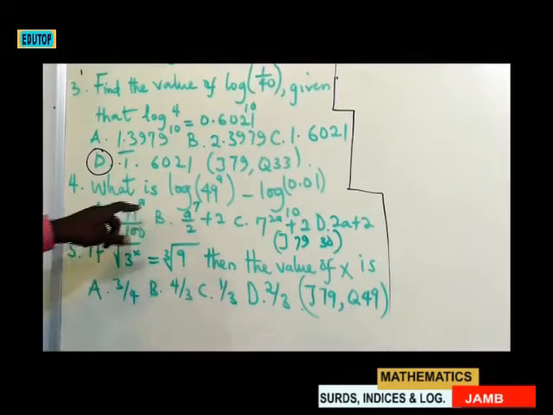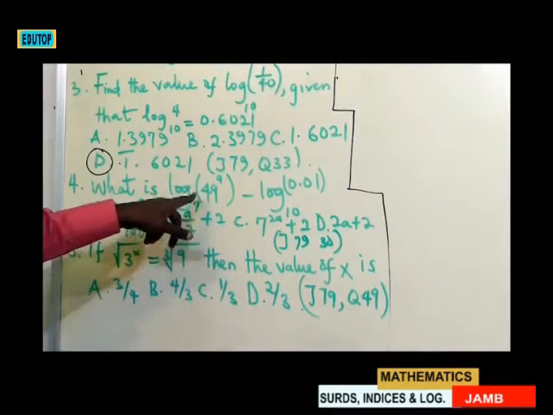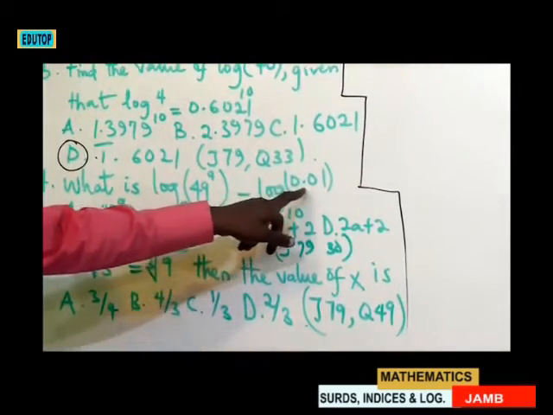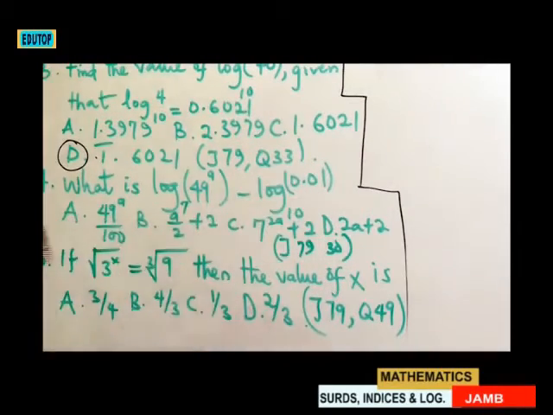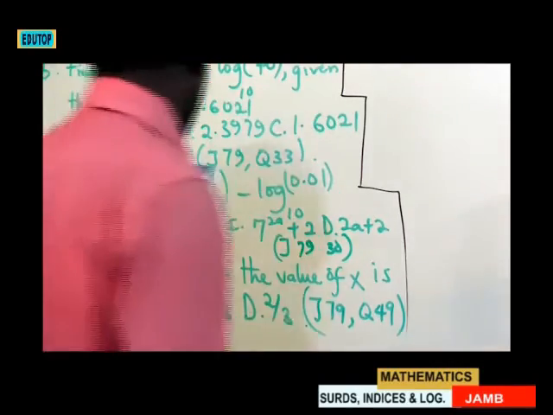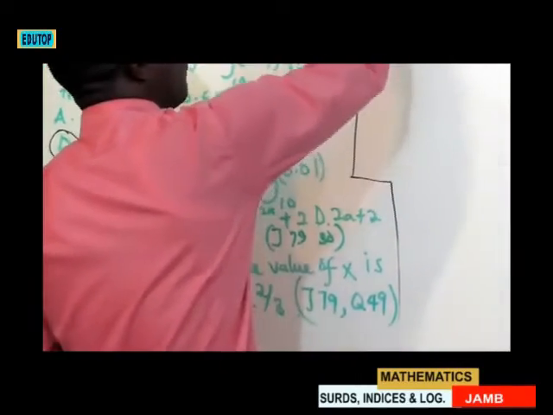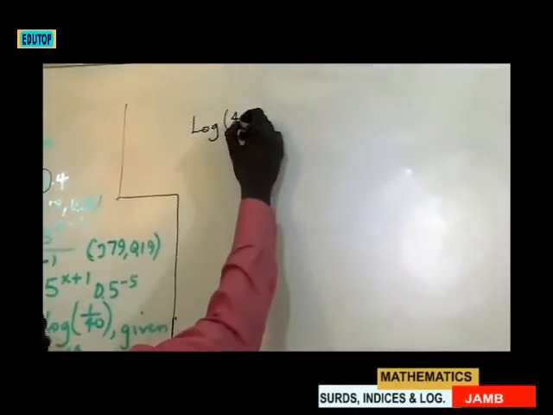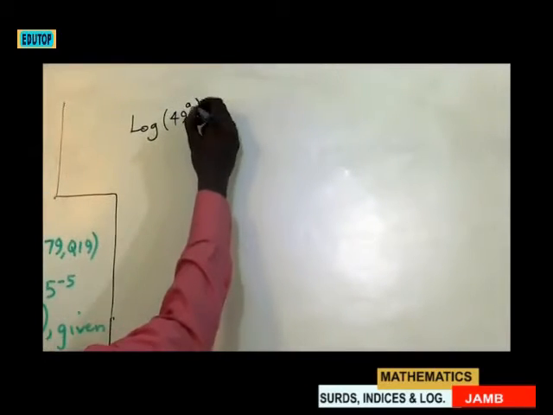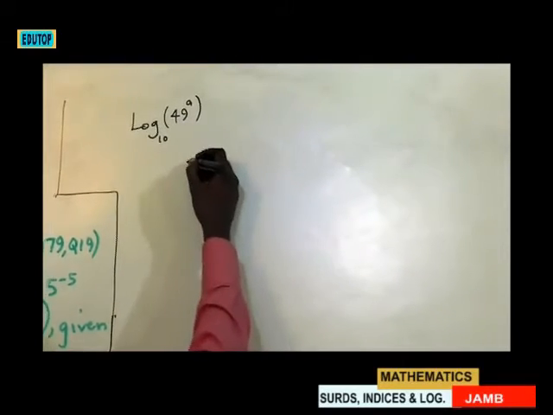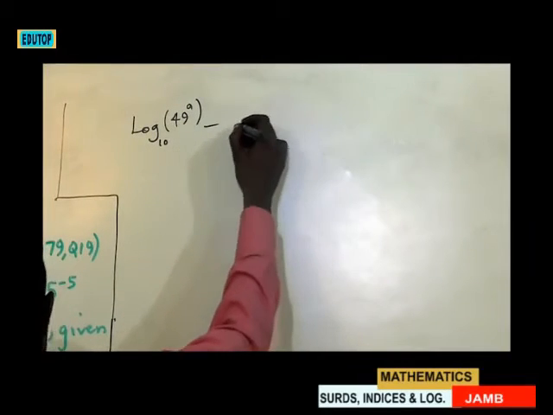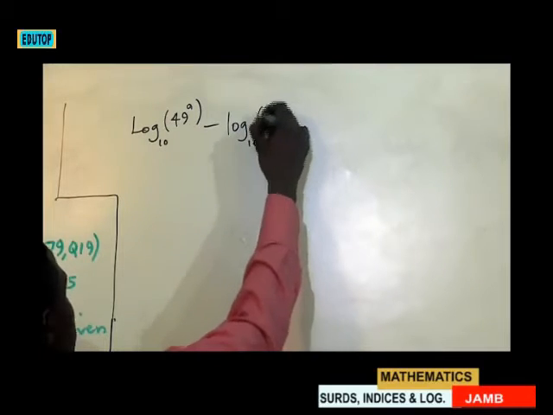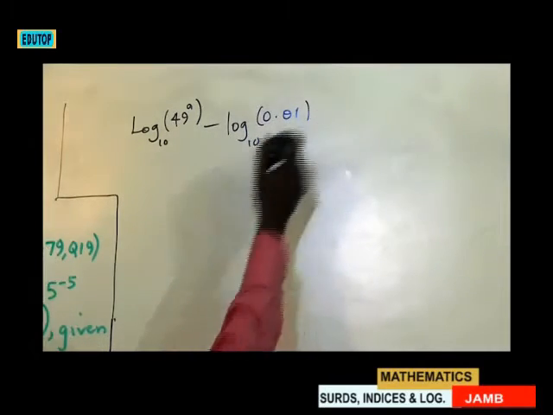Question number 4: what is the log of 49 raised to power 8 base 7 minus log of 0.01 base 10? This one is also testing laws of logarithms. So we have log, open the bracket, 49 raised to power 8, base 7. Then we have minus log to base 10 of 0.01. So this is what we are given.